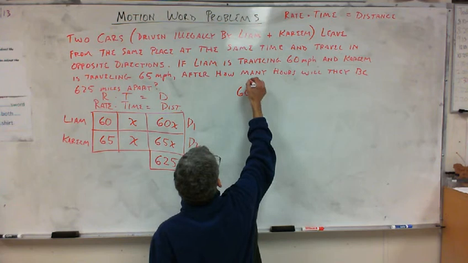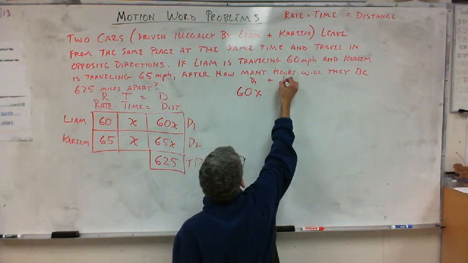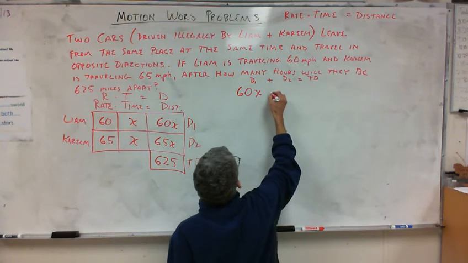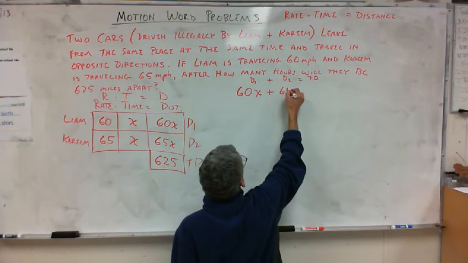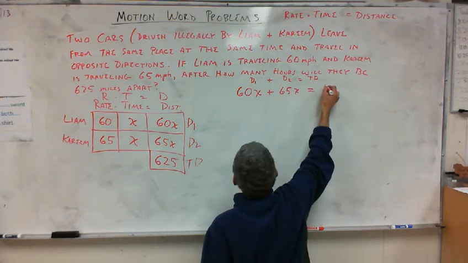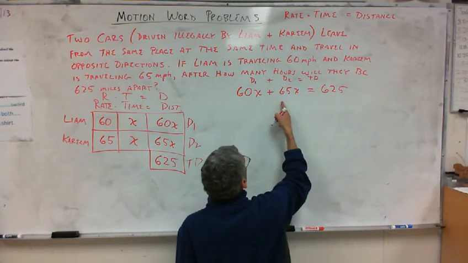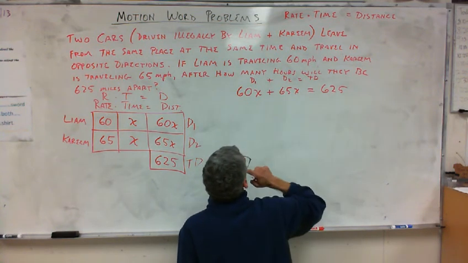So we're doing D1 plus D2 equals total distance, right? So 60x plus 65x is equal to 625, right? So that is 125x, am I right?